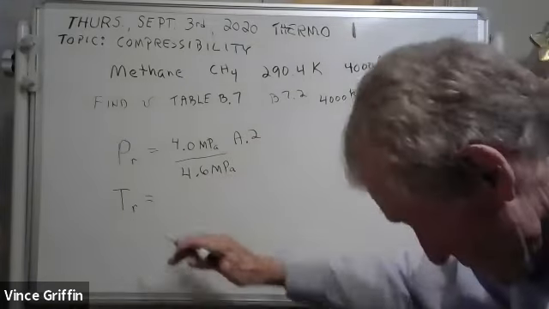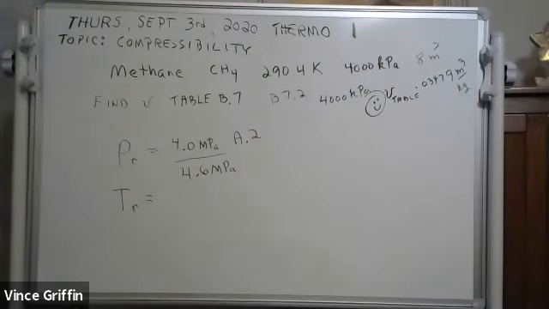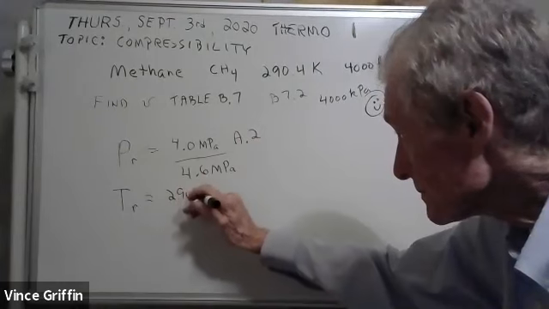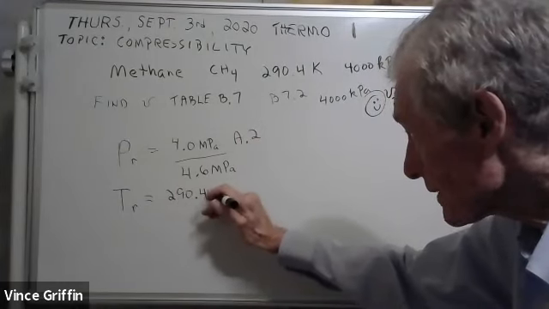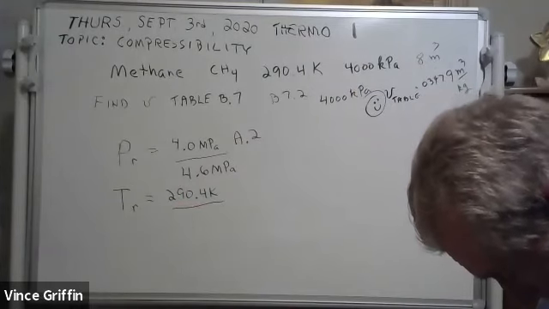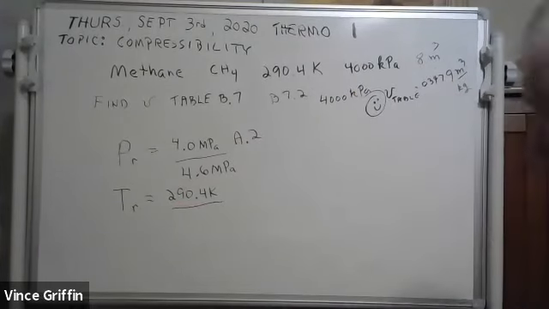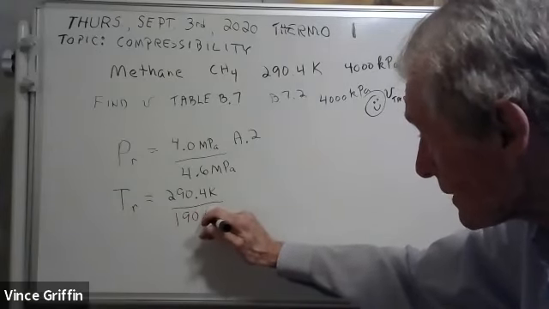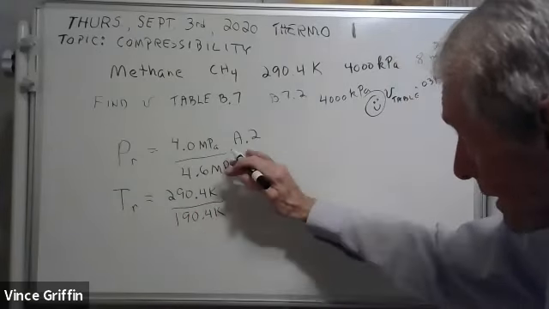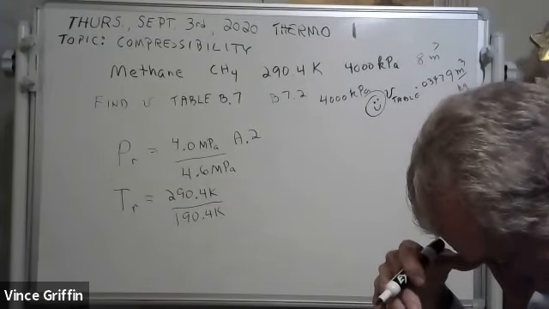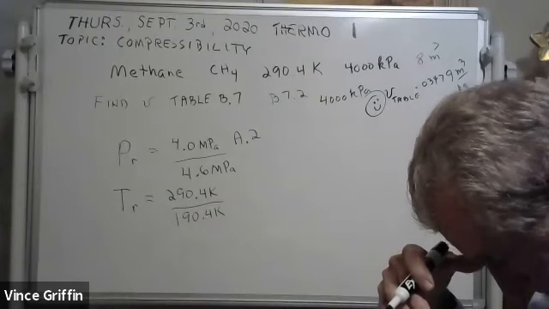And now we're going to get the reduced temperature. The reduced temperature will be 290.4 Kelvin divided by, it looks like 190.4. I got that from table A2. Okay, great.